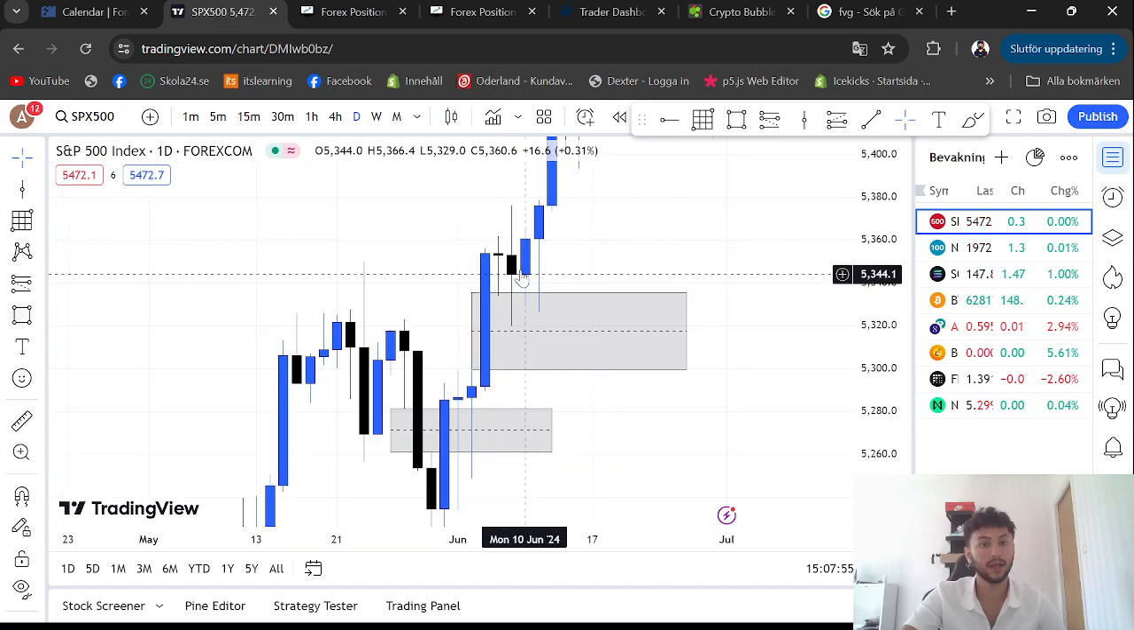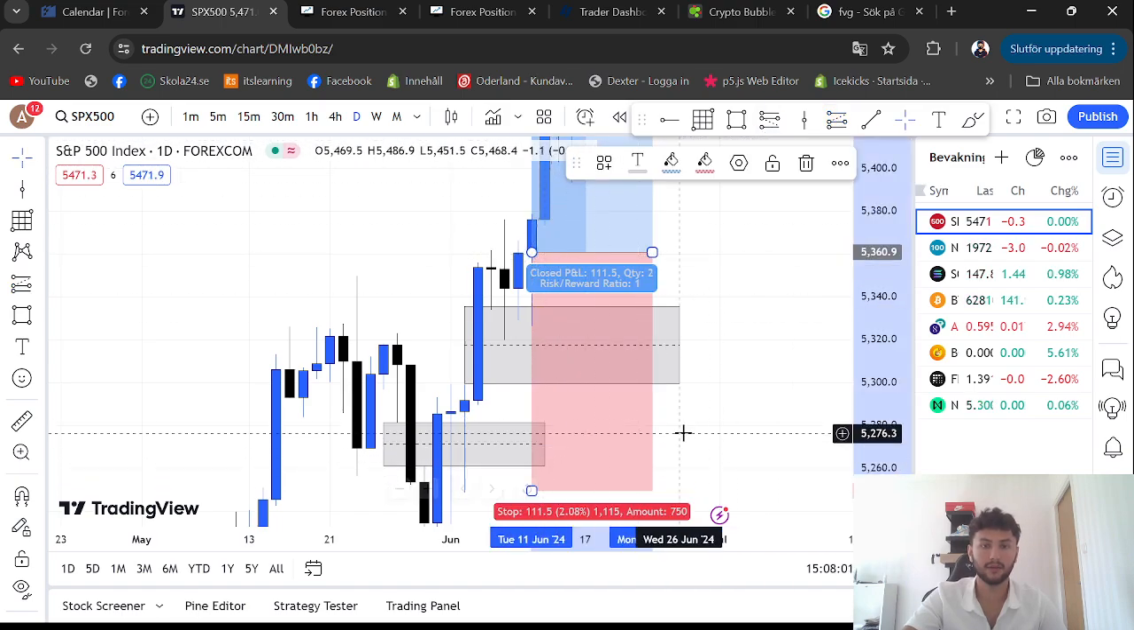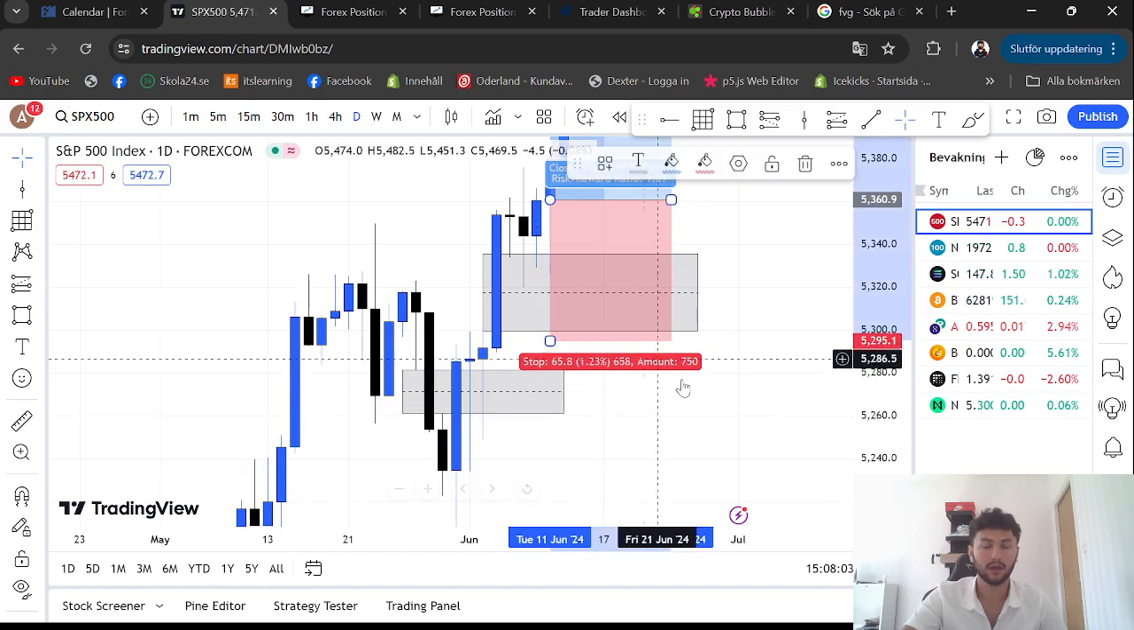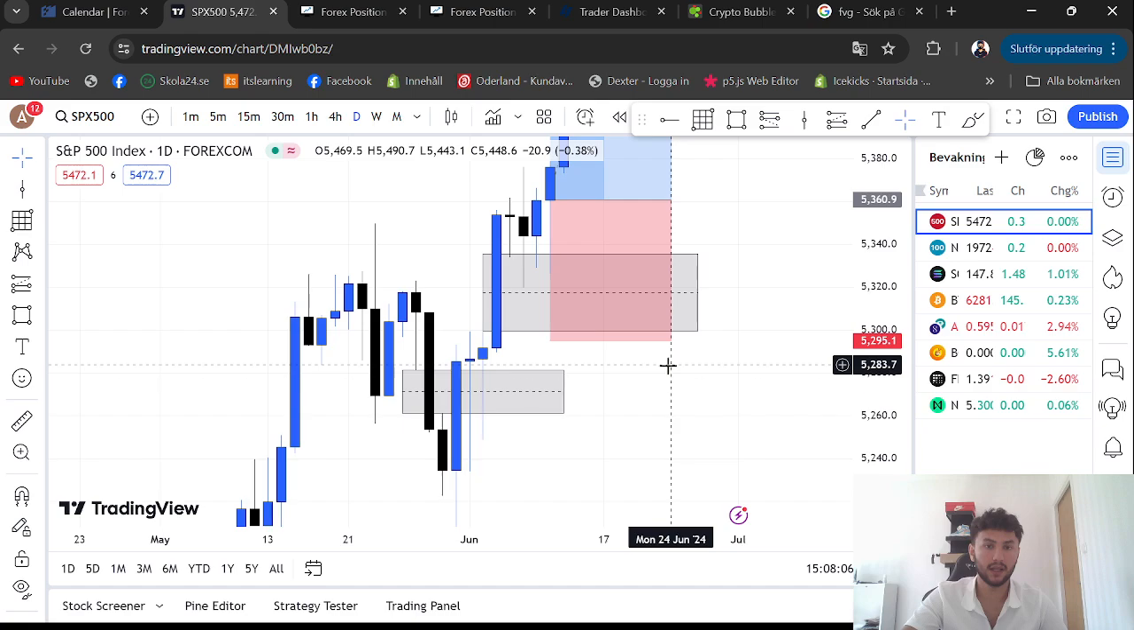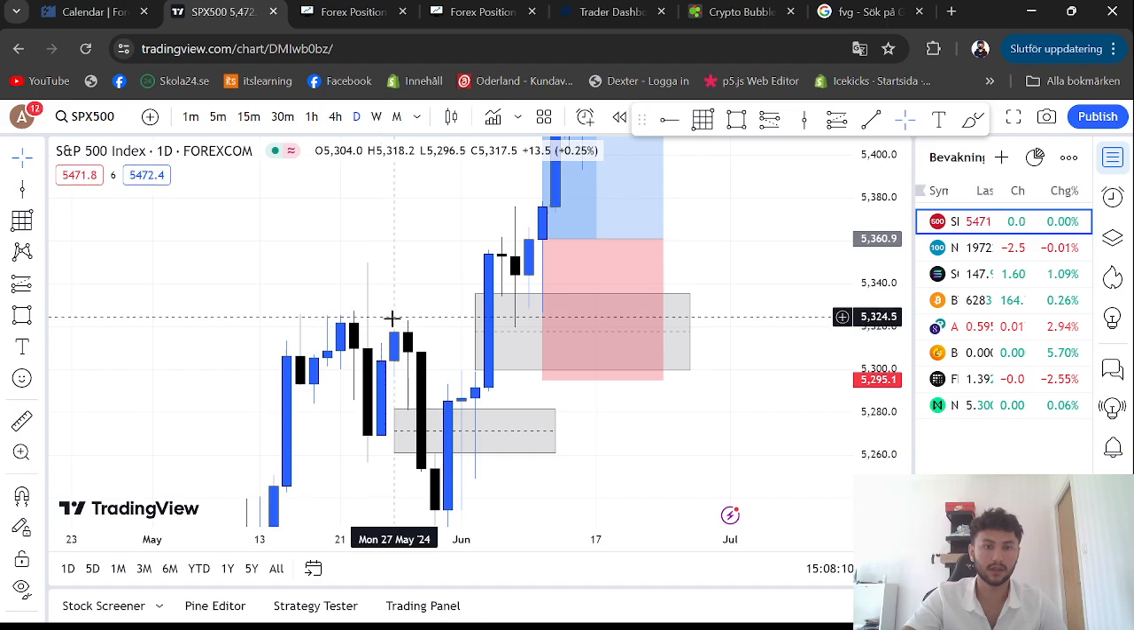Look, you see, we respected this, closed above that. This would have been one of the best trades to take because we have a lot of confluences. One, we're disrespecting this bearish fair value gap. Okay, price closed above that. The second one, we broke a daily structure to the upside.